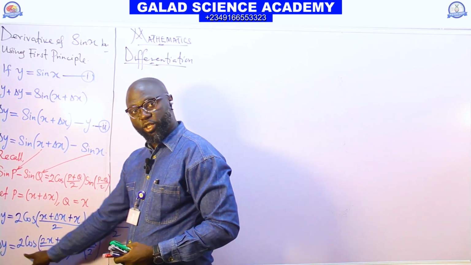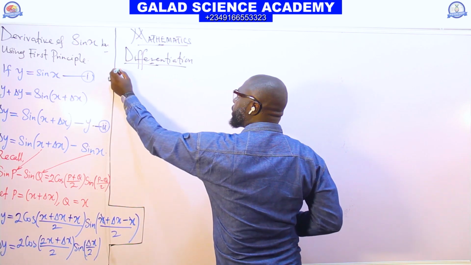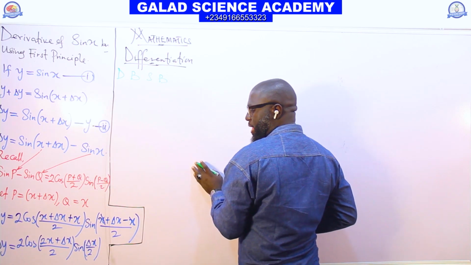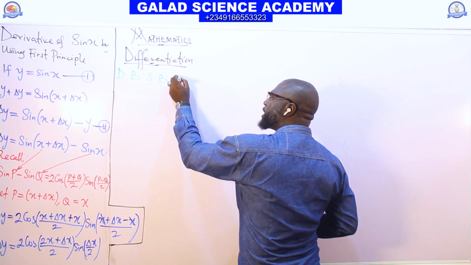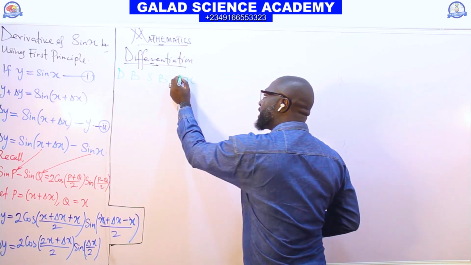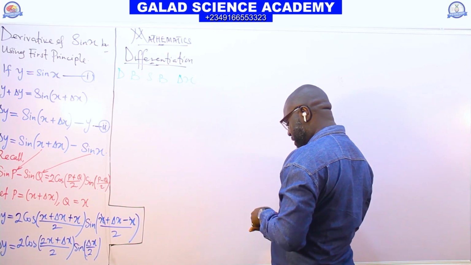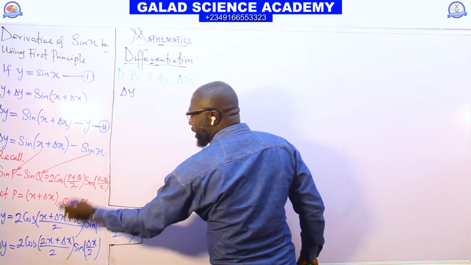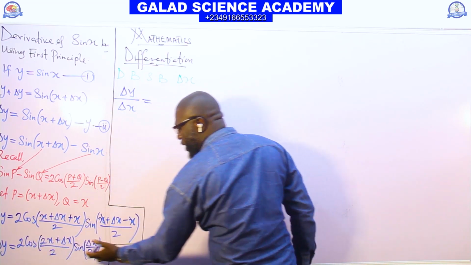From this expression, I will now divide both sides by changing x. So by introducing changing x to this expression, what are we going to have? We are moving towards change in y over change in x will be equal to everything you have over change in x.